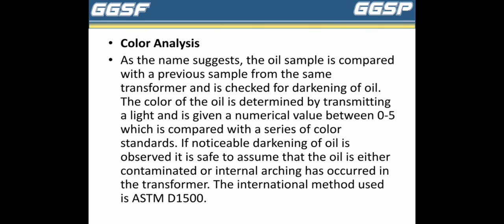Color analysis. As the name suggests, the oil sample is compared with a previous sample from the same transformer and is checked for darkening of the oil. The color of the oil is determined by transmitting light and is given a numerical value between 0 to 5, which is compared with a series of color standards. If noticeable darkening of oil is observed, it is safe to assume that the oil is either contaminated or internal arcing has occurred in the transformer. The international method used is ASTM D1500.